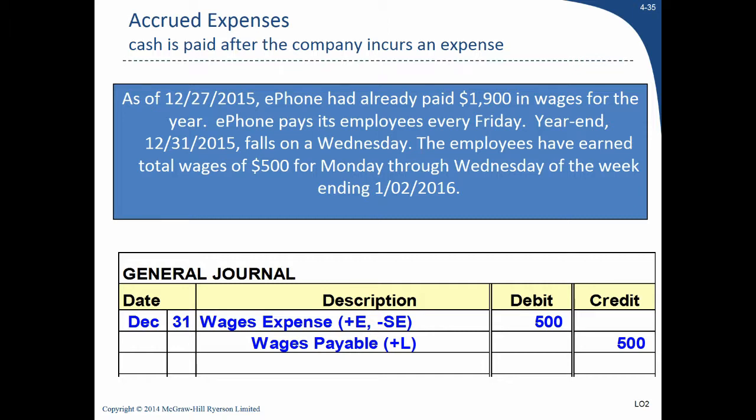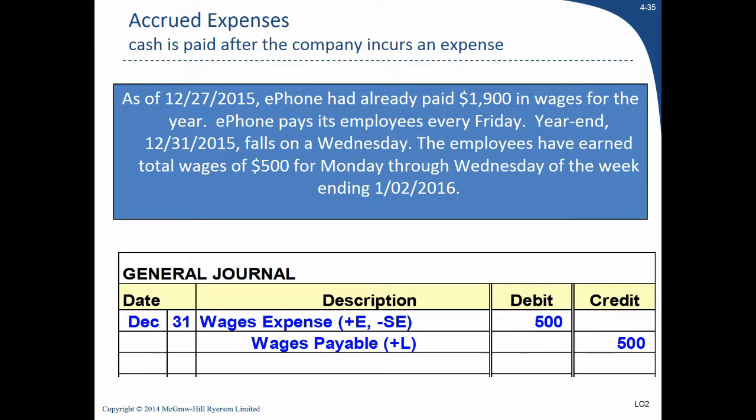Okay, so here's a good example. As of December 27th, 2015, so 4 days before the end of the year, ePhone had paid $1,900 in wages for the year already. It pays its employees every Friday. Year end, December 31st, 2015, falls on a Wednesday. We report on December 31st, right, 2015. We haven't paid our employees yet. The employees have earned total wages of $500 for Monday through Wednesday for the week that ends January 2nd, 2016.